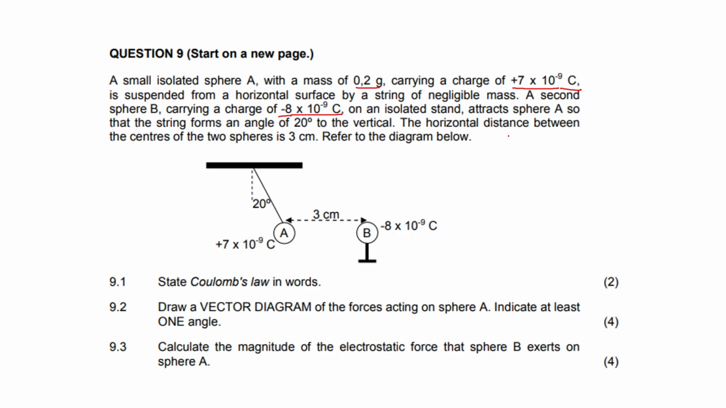The horizontal distance between the centers of the two spheres is 3 centimeters, and they've drawn a nice diagram for us to see all of this. 9.1. State Coulomb's law in words. Please know this by heart.